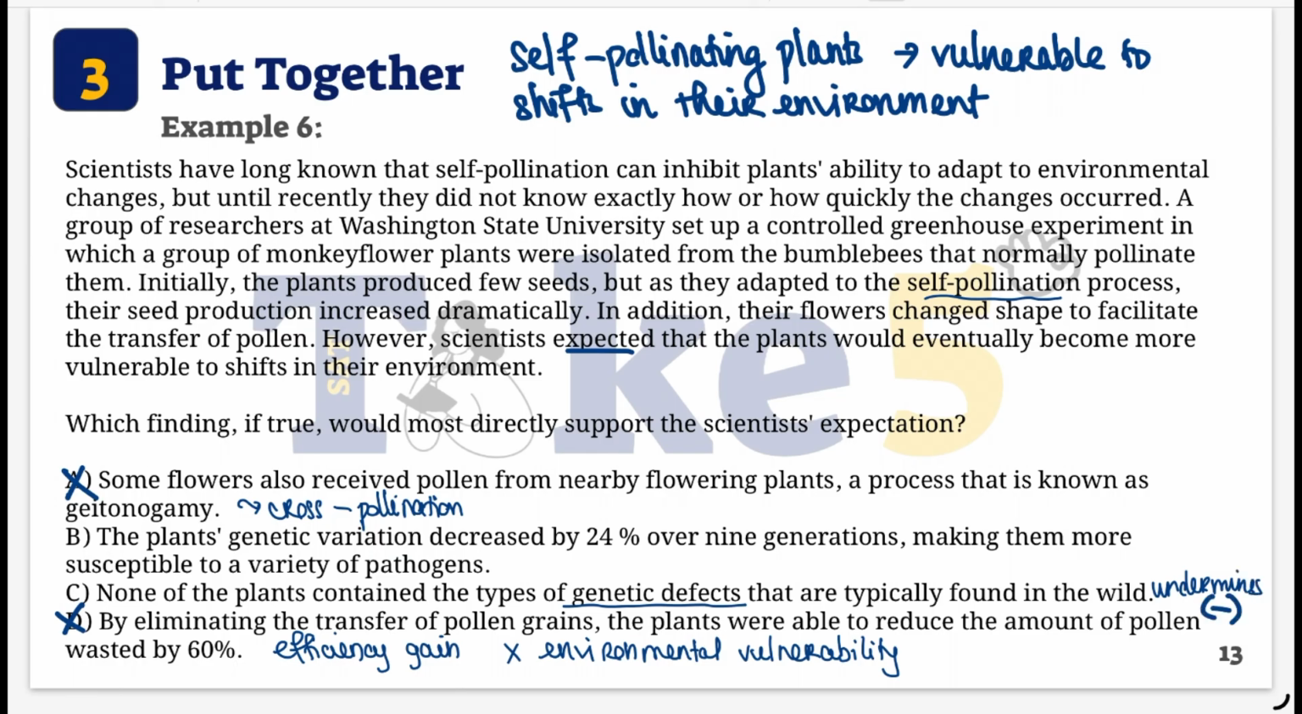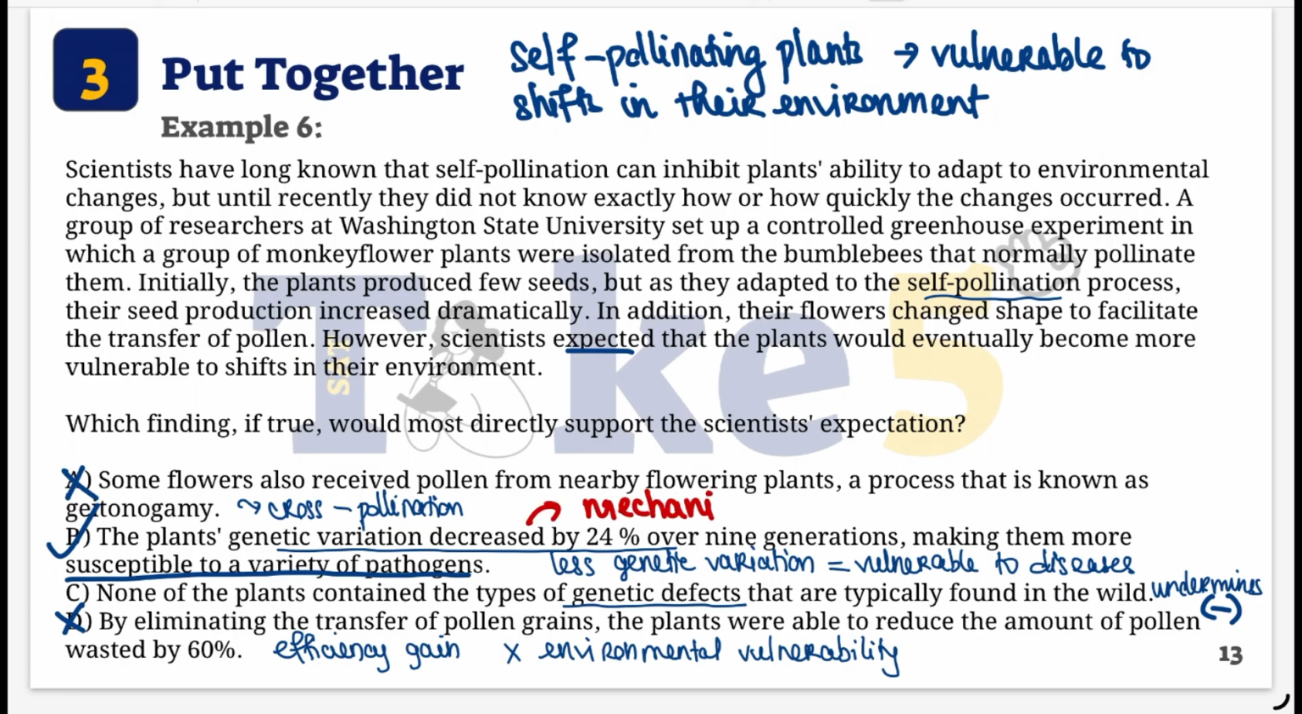Then B is the only support answer because it explains that less genetic variation means less ability to adapt to environmental threats or susceptible to a variety of pathogens. This is not a specific example to a general conclusion like other examples, but it is the mechanism that explains the stated observation or hypothesis.